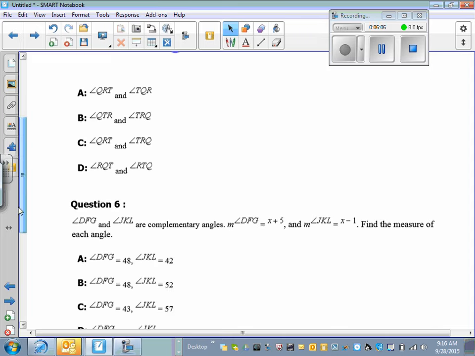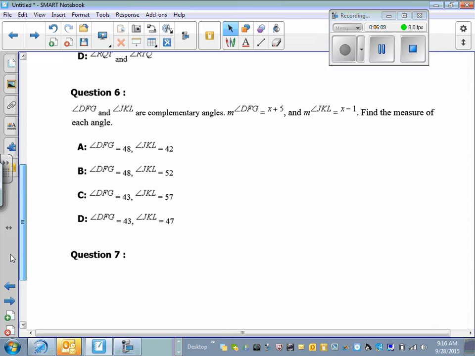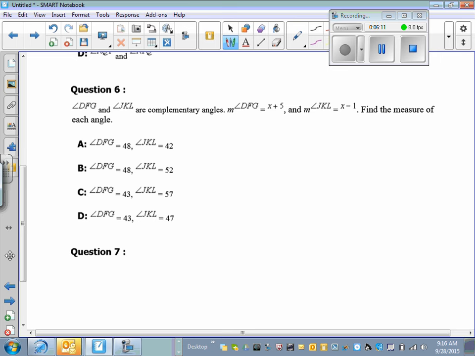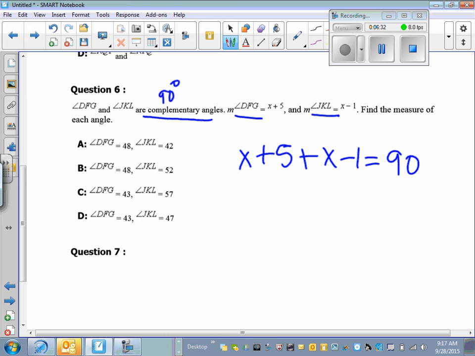All right, number 6. The keyword here is complementary angle. If you remember, complementary is 90 degrees. That means when you combine those two angles, which are DFG and JKL, they're going to have to add up to a 90-degree angle, not individually. A lot of you just take one of them and make it equal to 90, but if it says DFG and JKL are complementary, when you combine these two angles, it's going to give you a 90-degree angle, and that's what you have to do.